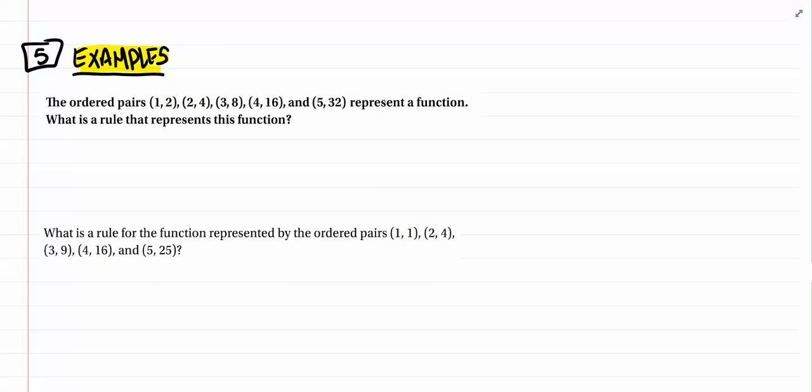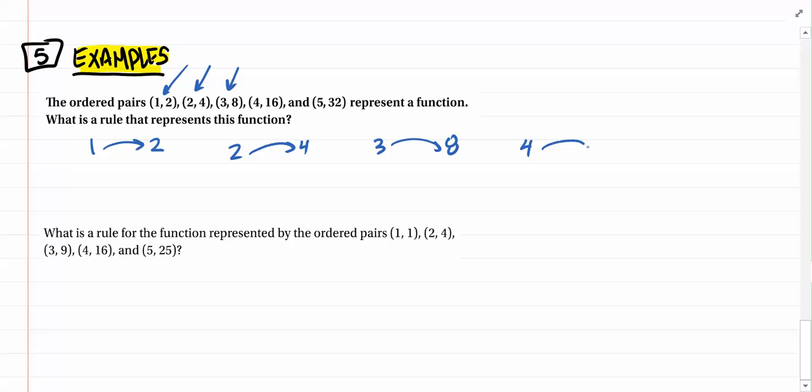Box number 5, I've got 2 examples here. I'm going to give you some ordered pairs: (1, 2), (2, 4), (3, 8), (4, 16), and (5, 32). We want to write the rule that represents this function. So here's what we need to do. We need to take all of the inputs. 1 is going to get mapped to 2. That's what it says right there. 2 is going to get mapped to 4. 3 gets mapped to 8, and so on and so forth. 4 gets mapped to 16, and then lastly 5 gets mapped to 32.